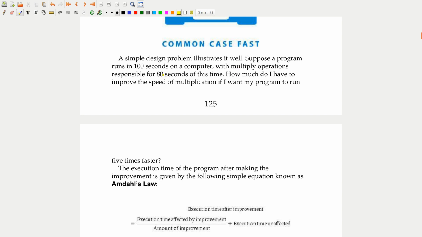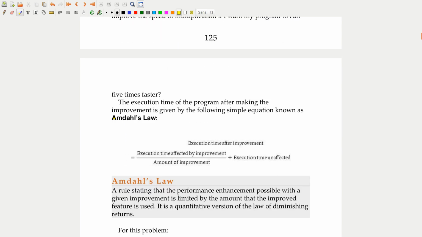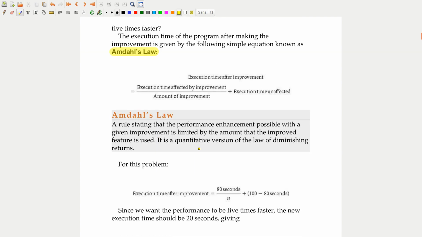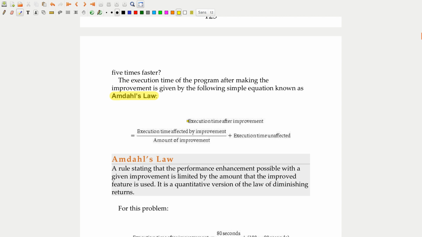So 80% of the program is multiplies. How much do I have to improve the speed of multiplication if I want my program to run 5 times faster? So this is where we use the famous Amdahl's law. This is going to be defined as: execution time after improvement is the execution time affected by improvement over the amount of improvement, plus the execution time unaffected.